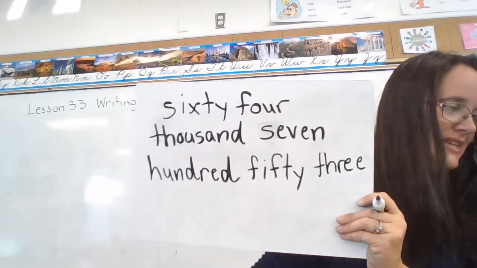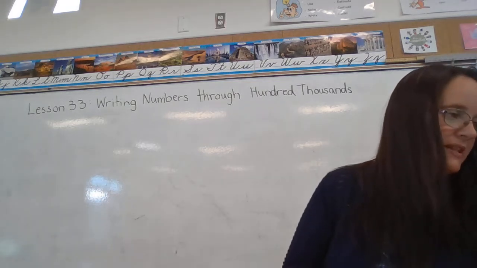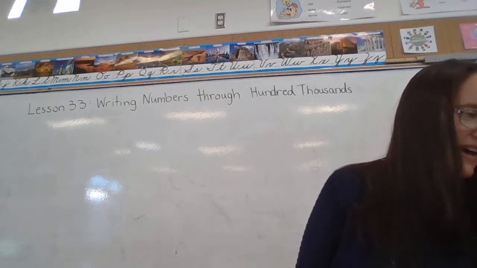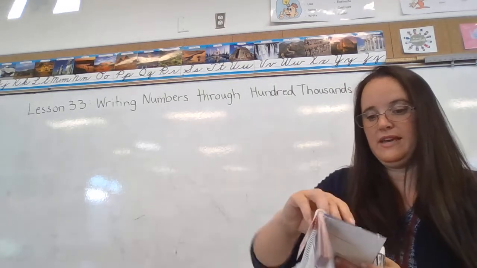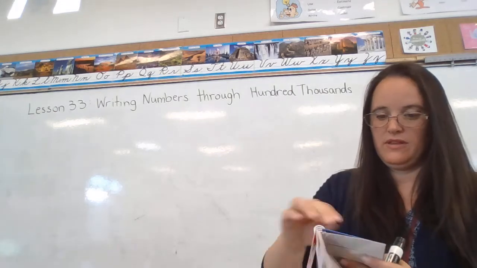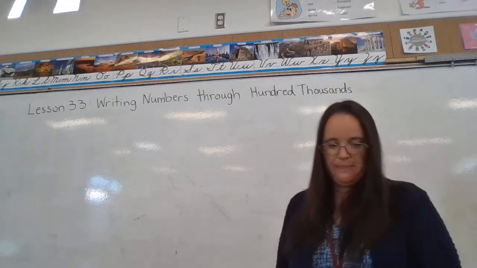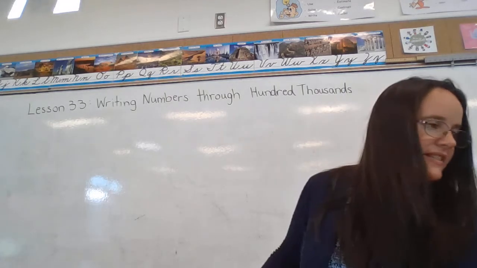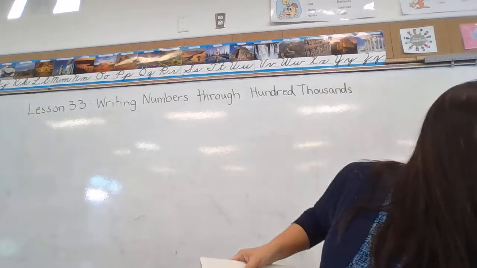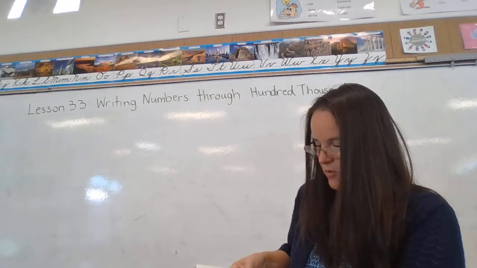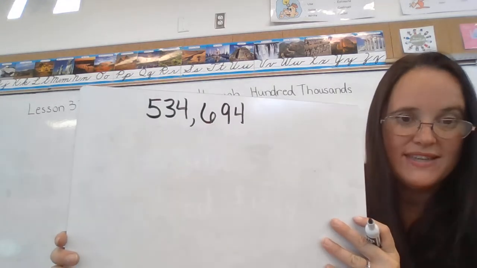The next example says, in the 2000 census, Fort Worth had a population of 534,694. That is really big. Let me show it to you. Actually, I'm just going to write it because the flip book takes a little bit of time. So in the census, it was 534,694. And then the question says, use words to write this number.